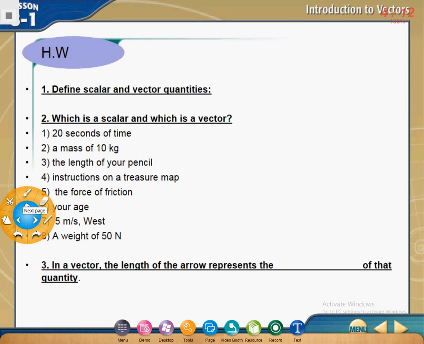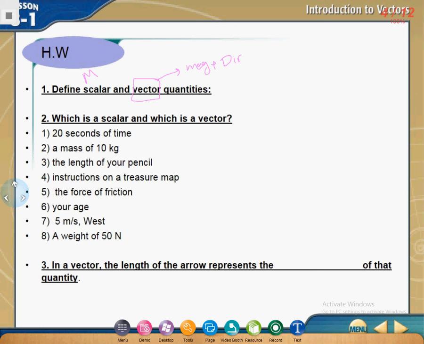Before that, who solved the homework? I gave you homework. Who solved it? Good, excellent. Let's start. Define a scalar and a vector quantity. We said the difference between a scalar and a vector is the direction only. Which one contains the direction, scalar or vector? Excellent. Here we have magnitude plus direction. But in a scalar, we have only magnitude. Who solved this? Excellent.